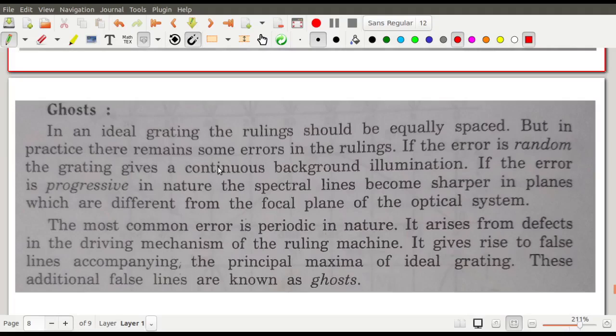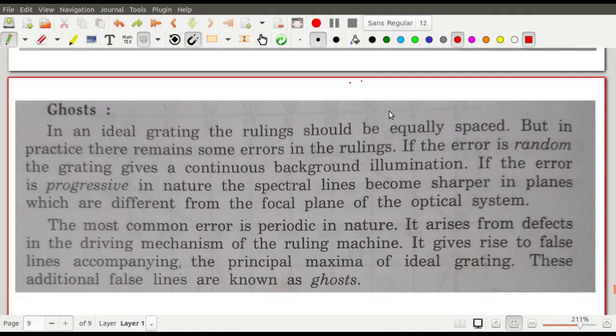And ghost lines, read a little on your own. In an ideal grating the rulings must be equally spaced, meaning the slits will be equally spaced. All the slits must be at equal distances. But sometimes it may happen that the distances may not be uniform. And then whatever you expect at the output you don't get.